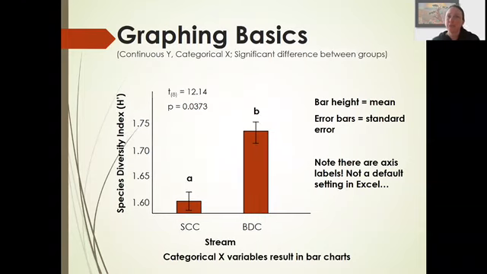Now contrast that with this graph. We still have a continuous y, categorical x, but now we have a significant difference between the two groups. The bars are still showing the mean, and the error bars are still showing the standard error. Those error bars are much smaller now, and the statistics tell us that there's a statistically significant difference between these two streams in terms of species diversity.